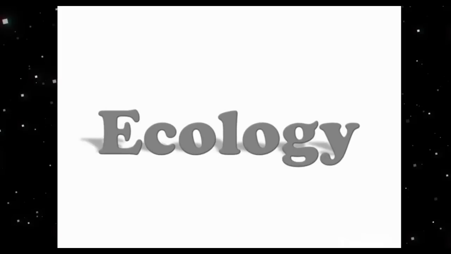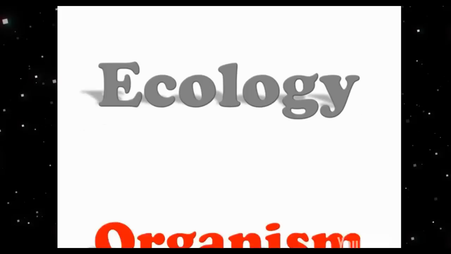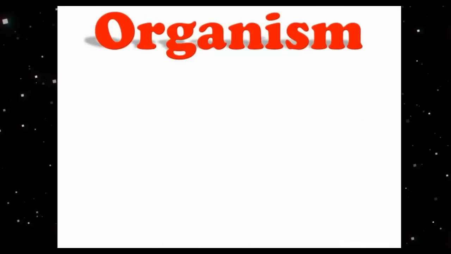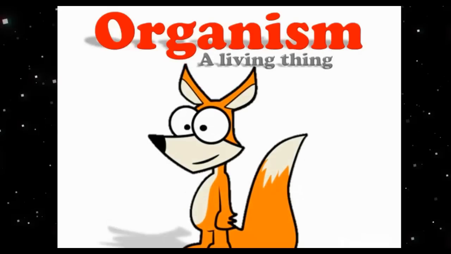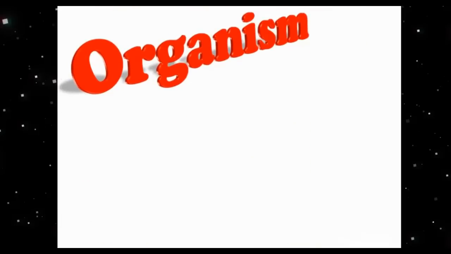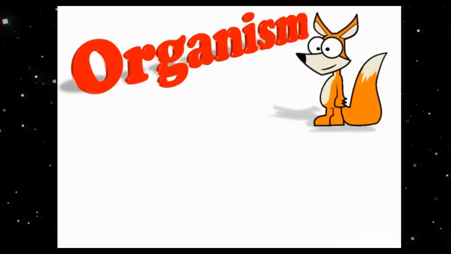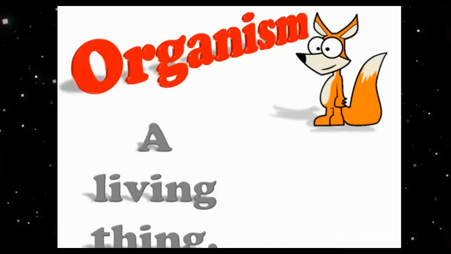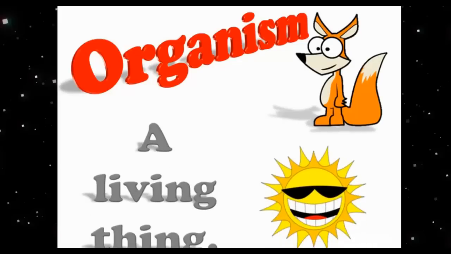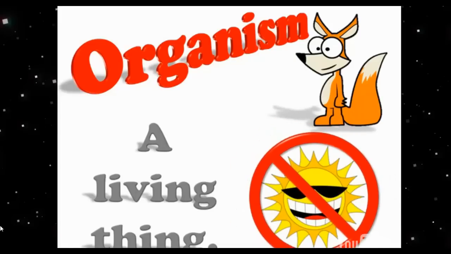Ecology, the study of the interaction between living and non-living things. Ecology all begins with an organism, which is a living thing. The example we're going to see is of the fox. So an organism can be represented by one single fox. A fox is a living thing. But is an organism the sun? No, the sun is non-living and is not an organism.